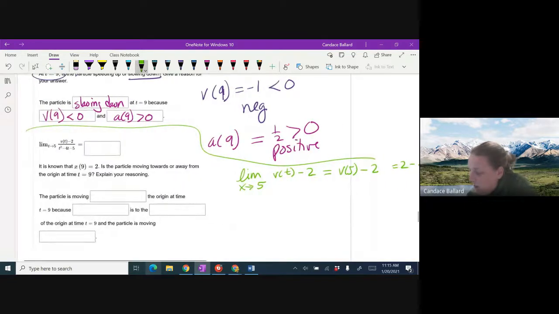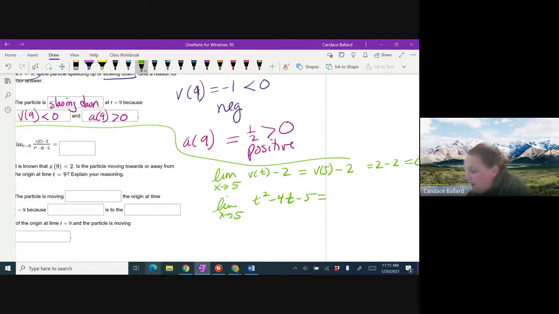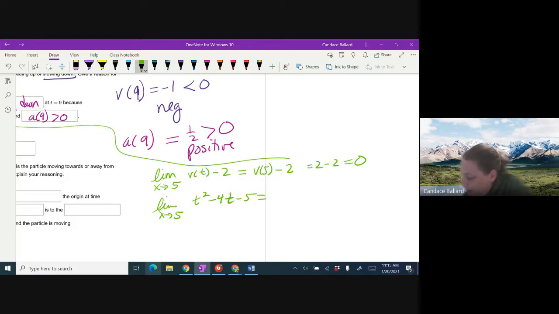Okay, so now let's calculate the denominator. Let me guess what I'm going to get. Limit as x approaches 5 of t squared minus 4t minus 5. I know that seems like a waste to write down, but again, that's the proper notation. All right, so I'm going to plug in the 5. I'll do it in my head: 25 minus 20 minus 5, right? So 5 squared is 25, negative 4 times 5 is negative 20. And lo and behold, I also get 0.